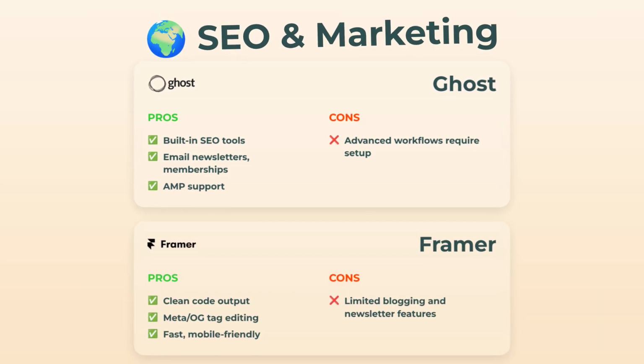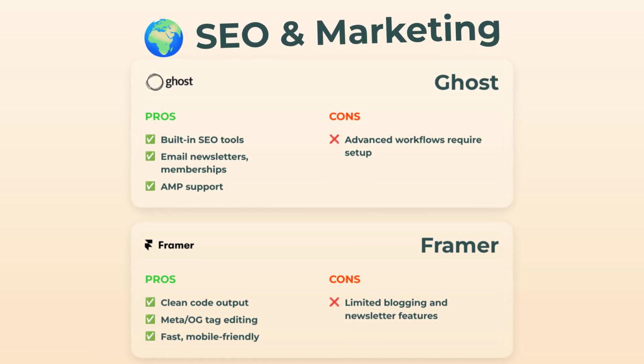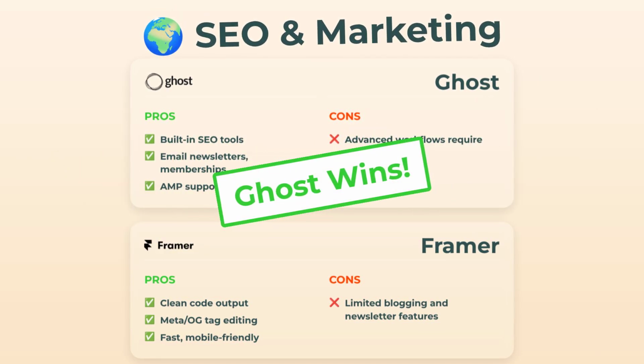Framer gives you clean code, you can edit your meta details and OG tags, and it's super fast for mobile, which Google loves. But its blogging and newsletter features are nowhere near as deep as Ghost, so Ghost snags another win for anyone who cares about content marketing.